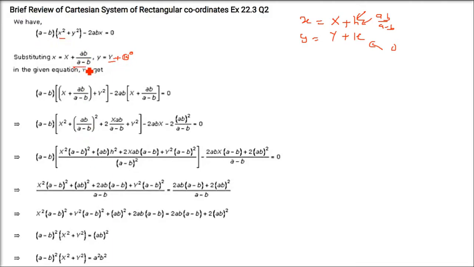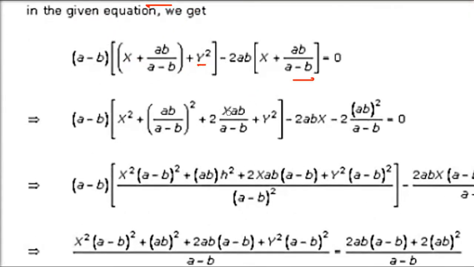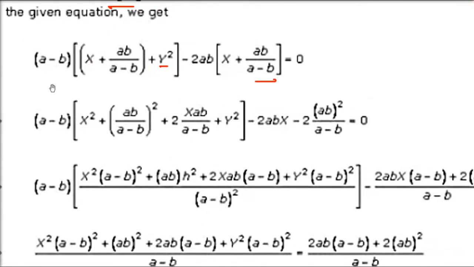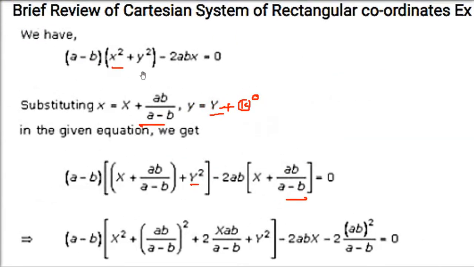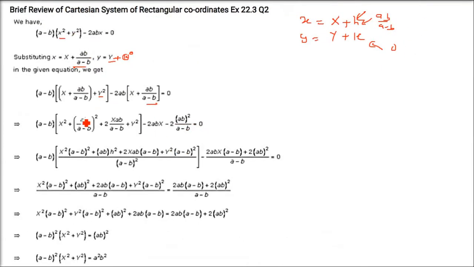Now just put it in this equation being given, and I hope you will be able to rearrange this. It's in front of you. This is square, capital X plus ab by a minus b whole square. So you have to square it. A square plus b square plus 2ab, you can use the formula, and then you have y square also. Then we have minus 2ab, you can multiply inside, minus 2abx, and this 2ab whole square by a minus b equals 0.